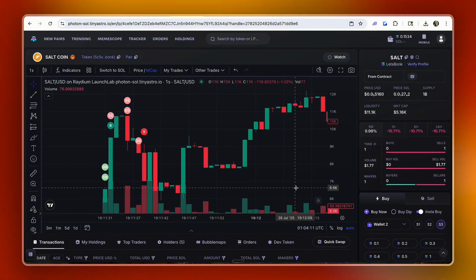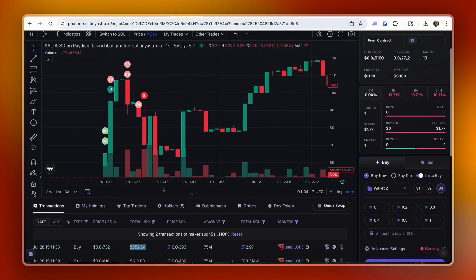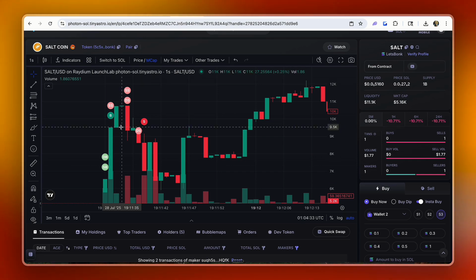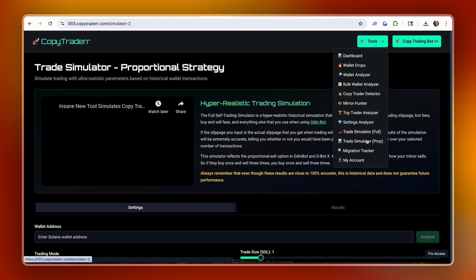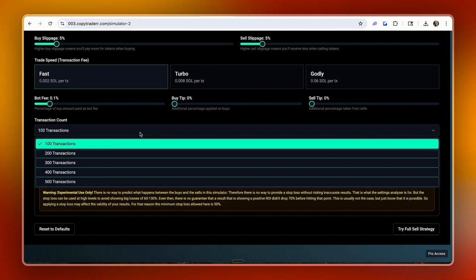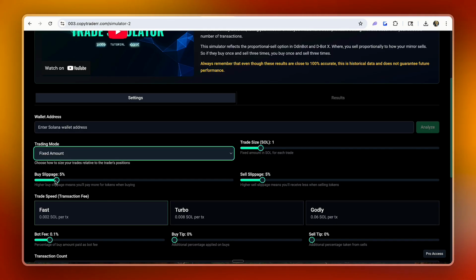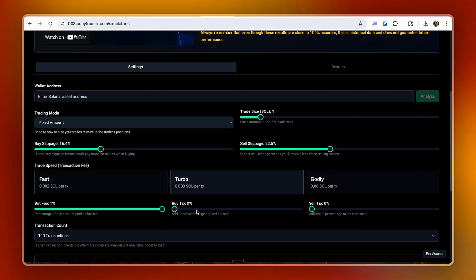Why? Because they are buying at an extremely low market cap and they are buying with a relatively higher sum of money. This change in the price between when they buy and when you buy, this is everything. I'll show you just how important it is. If you come to one of our trade simulators, what this does is it takes the last 100 to 500 transactions for any wallet and it will simulate exactly what your results would have been if you were copying this wallet, given your trade size, your trading style, what the slippage would be, what fees you use, what the bot fee is, and what tips you use.